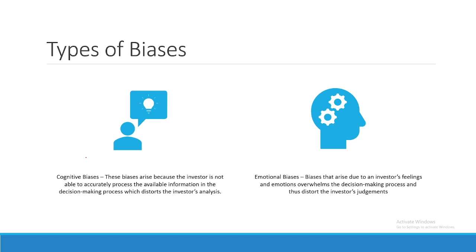We categorize biases into two parts. One is the cognitive bias, and the other is the emotional bias. Cognitive biases arise because the investor is not able to accurately process the available information, or it may be that he doesn't have access to the entire information, or he cannot capture everything in one go. So this alters the decision making process from the ideal behavior. Similarly, in emotional biases, a person is overwhelmed by his feelings and emotions. So sometimes that will deviate a person's investing behavior from ideal.